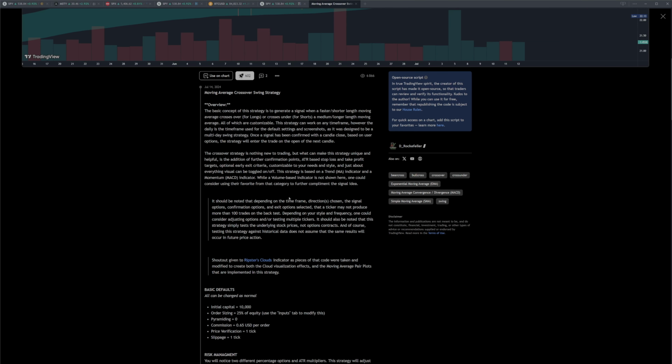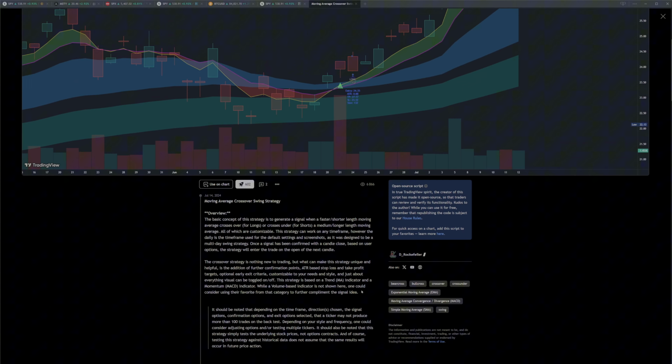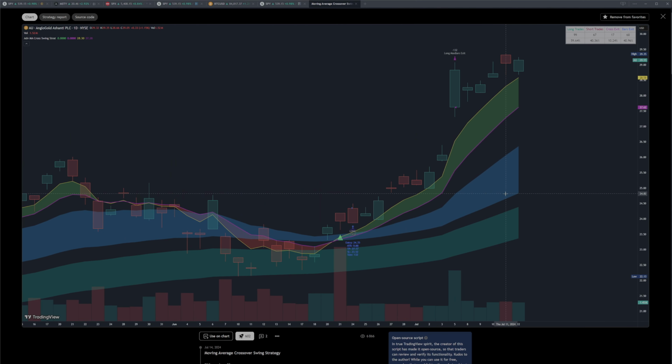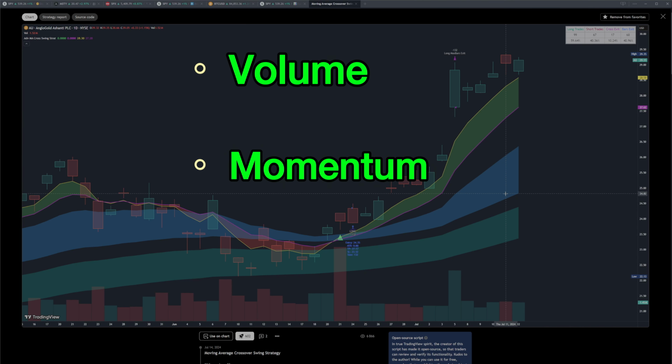So the overview here is a very basic strategy of combining basically three main categories that I believe are the main categories that anybody should really look at in terms of swing trading for sure. And that's going to be, you have volume, you have trend, and you have momentum. Those are the three biggest things that momentum swing traders at least really look for.